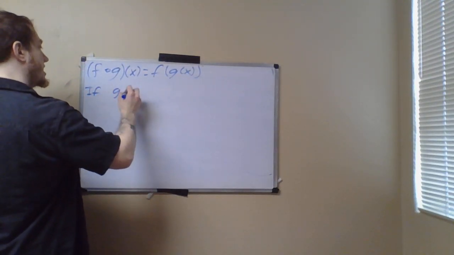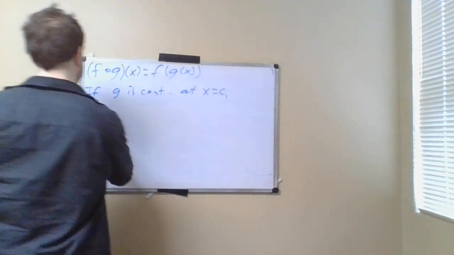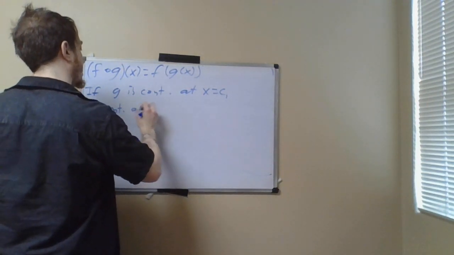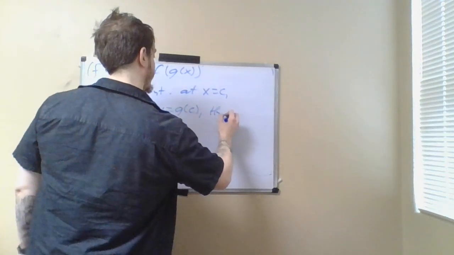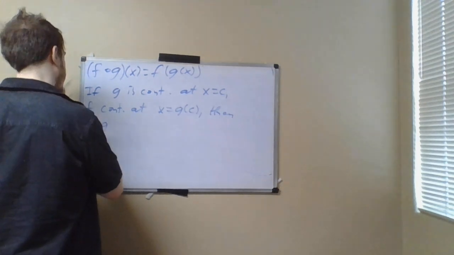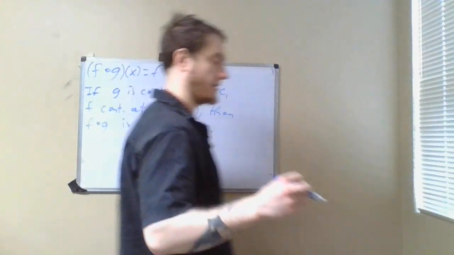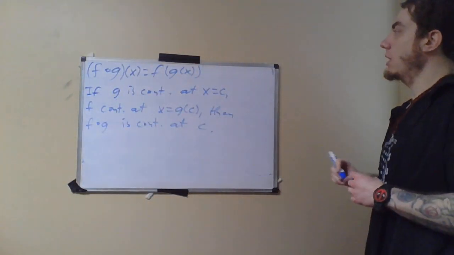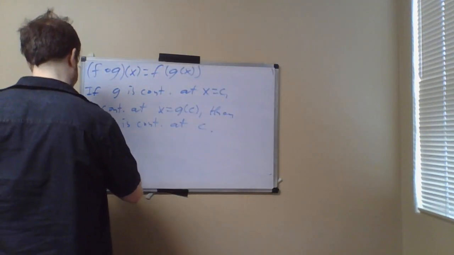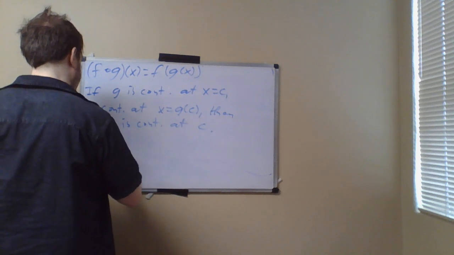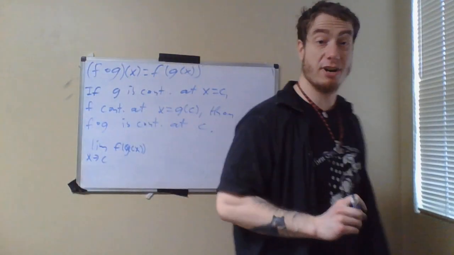If g is continuous at x equals c and f is continuous at x equals g of c, then f composed with g is continuous at c. Why would this be true? Well, the idea is that if I want to take the limit as x approaches c of f composed with g of x, this is actually a bit of a tricky thing.